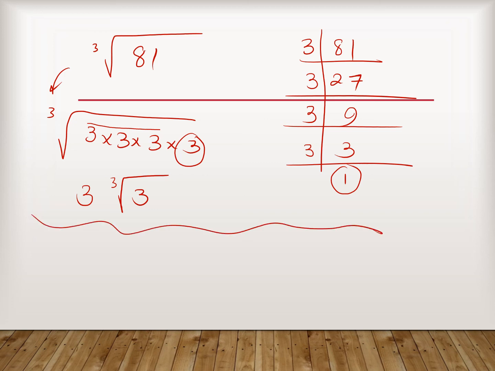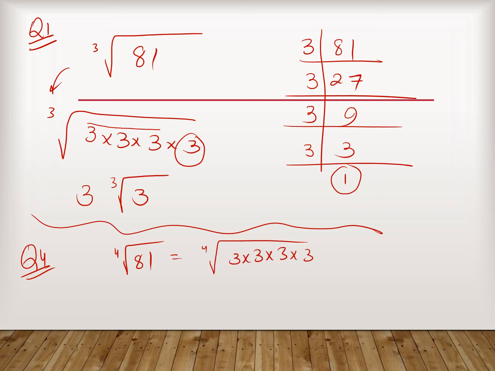Now if I change the same thing into the fourth root of 81, what will happen? You will write the fourth root of 3 times 3 times 3 times 3. Now you have to make a group of 4, so only the 3 comes outside. This is how we solve the questions if there is a number under the radical sign. In the next video, we will see what will happen if there is a variable inside the radical sign.